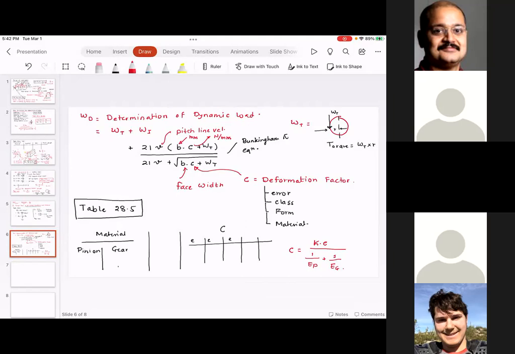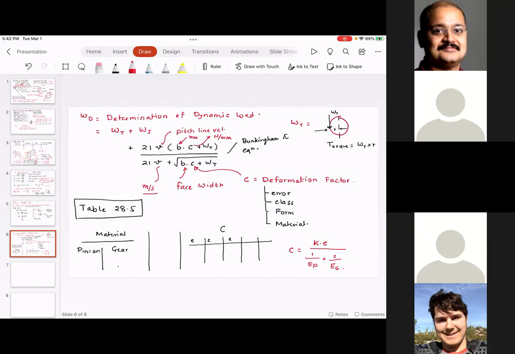Everyone understood this? You are adding WT. So to add WT, you need to convert WT into newtons, and V, which is the pitch line velocity, has to be in meters per second. So this pitch line velocity has to be in meters per second. So these are some important steps.